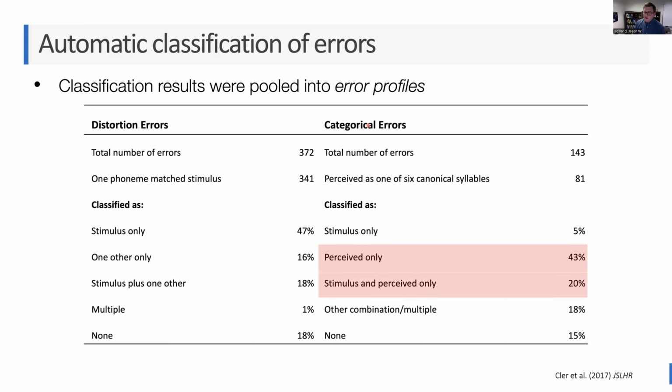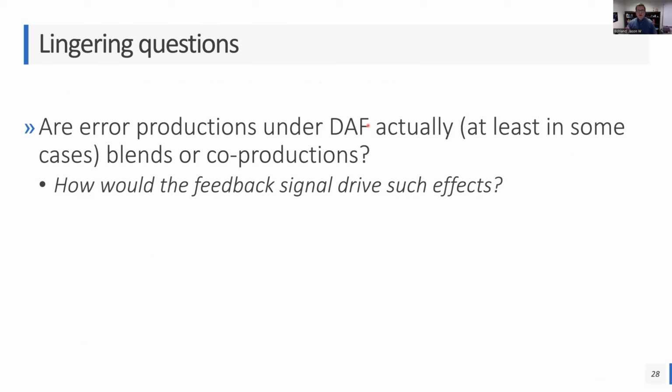And then there's a second group here where 20% of the time, interestingly, both the classifier corresponding to what the listener transcribed and the classifier corresponding to the original stimulus, which was the target syllable, both said, this is me. We take that as evidence to suggest that what's actually going on there is a blended production of both the target and the perceived syllable. So this gives us a lingering question of, are error productions under DAF actually, at least in some cases, blends or co-productions that we just hear as discrete sound substitutions? And of course, thinking mechanistically, how would the feedback signal drive these kinds of effects if they're really there?